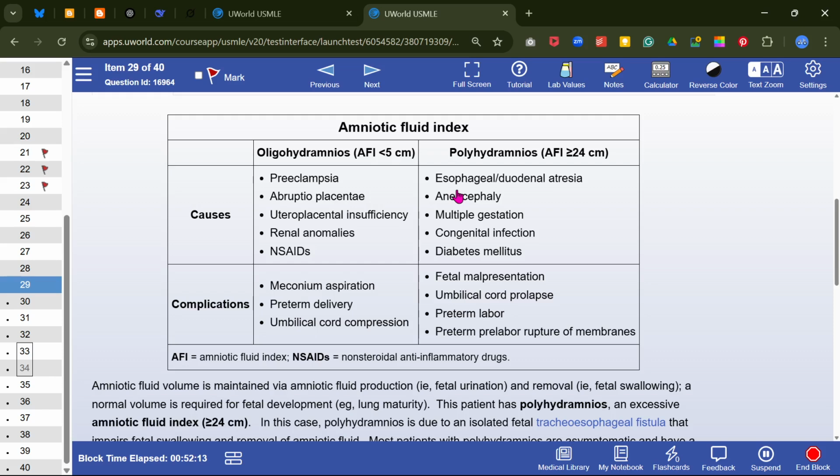Complications are meconium aspiration, preterm delivery, and umbilical cord compression. Polyhydramnios causes: esophageal or duodenal atresia, anencephaly, multiple gestation, congenital infection, and DM. Complications are fetal malpresentation, umbilical cord prolapse, preterm premature rupture of the membranes.